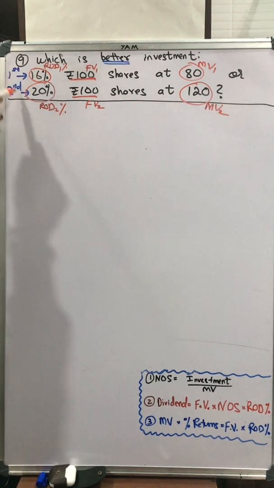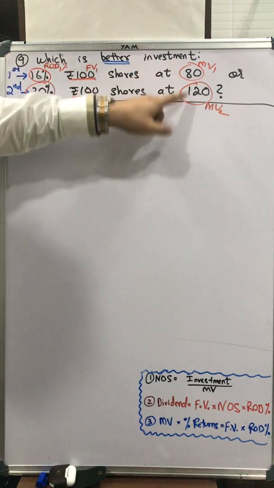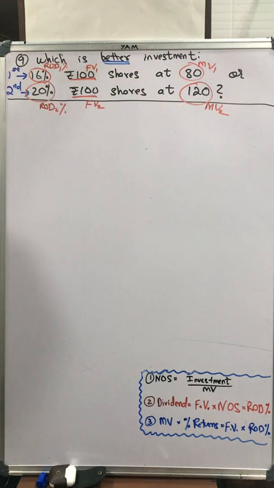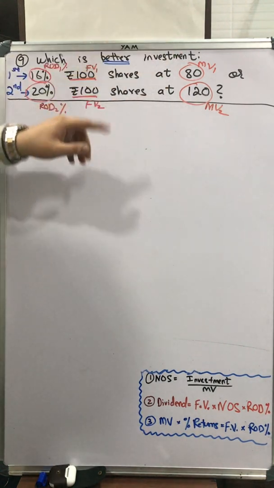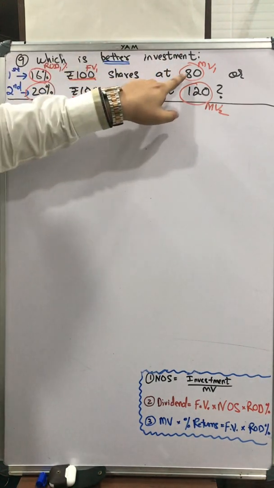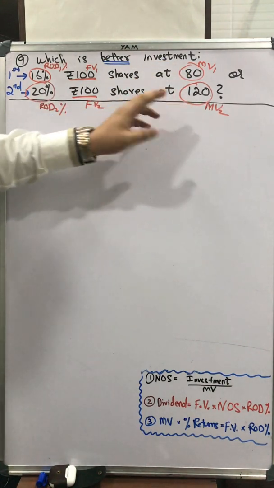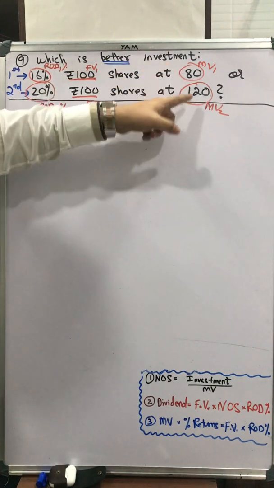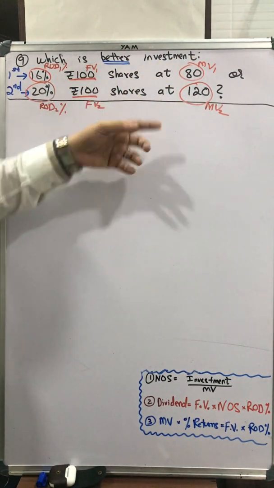Okay. Now let's observe this. If I look only at the market values, which is the better transaction for you, firm 1 or firm 2? I'll say firm 1, because it is available cheaper. It's a 100 rupees share, available at a 20 rupees discount, and here we are getting it at 120. So if I just observe the market values, which is cheaper? I'll say firm 1.